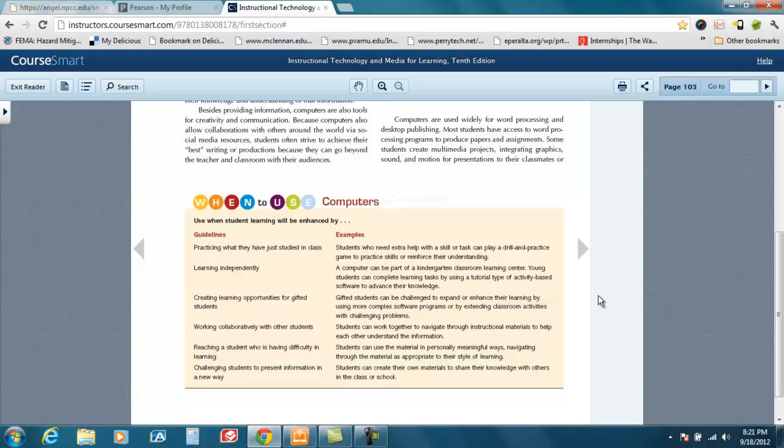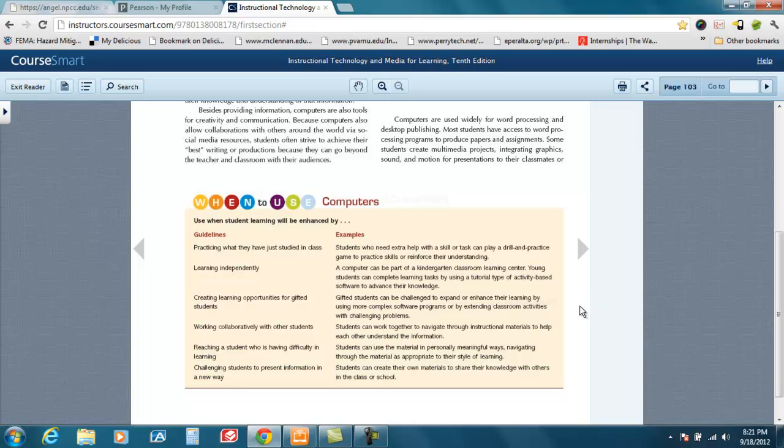So when students are practicing what they have studied in class, an example of this might be students who need extra help with a specific skill or a task, and a drill and practice game or a drill and practice skill to reinforce that understanding can really be helpful.